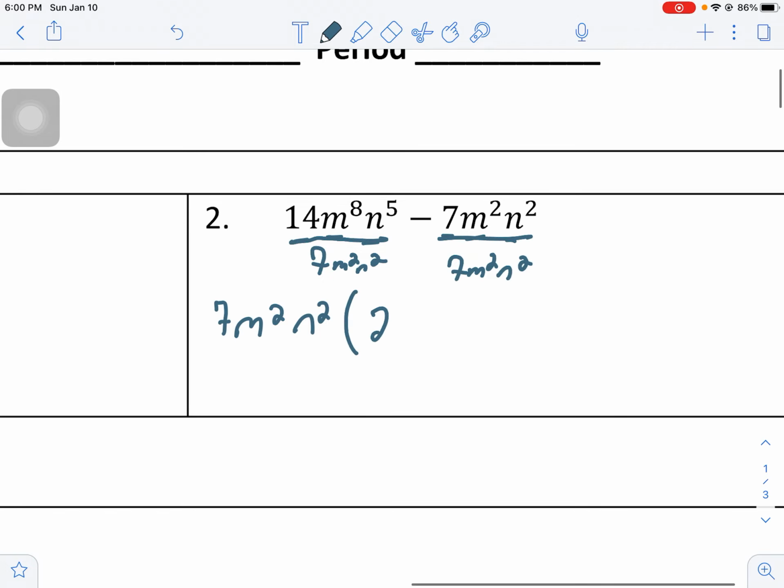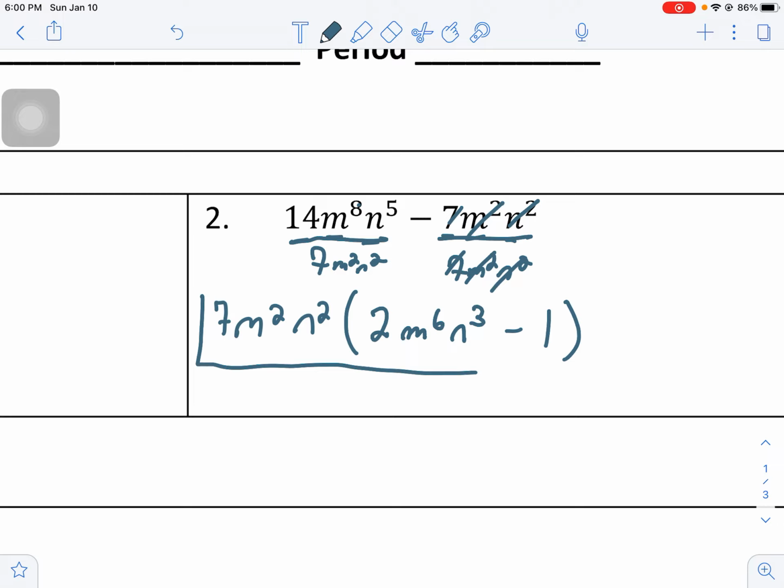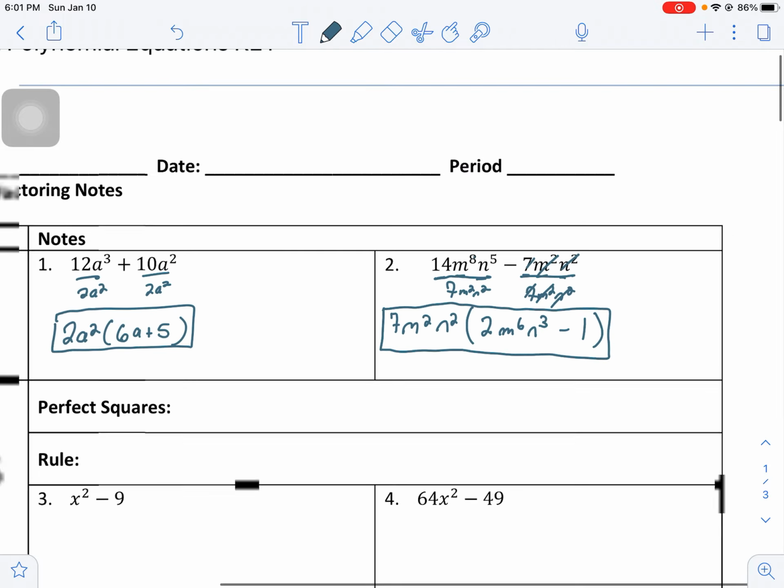And then that is going to give us 2. 8 minus 2 gives us m to the 6th power, and 5 minus 2 gives us n to the 3rd power. And then 7 divided by 7, m squared over m squared, n squared over n squared, that's just going to be minus 1 because everything canceled. And then this would be our answer. Okay.